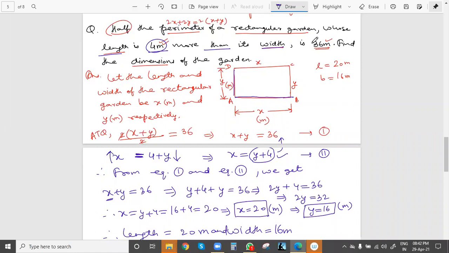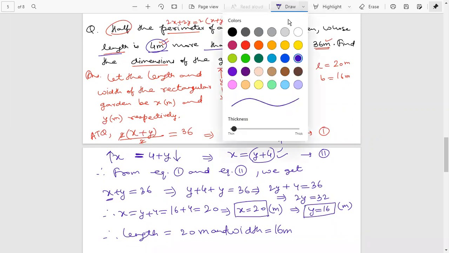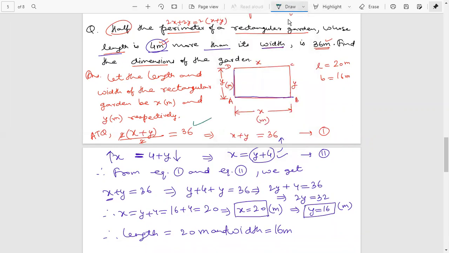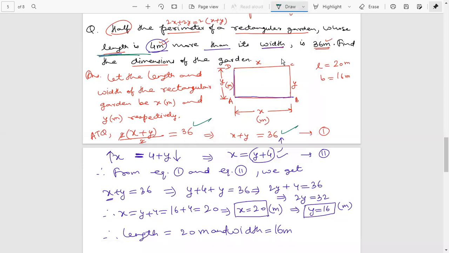Just we have to make a small diagram. Just we have to use the equations. Half of the perimeter. Perimeter is the total sum of the sides, so 2x plus 2y. Half will be divided by 2. So x plus y equal to how much? 36. So we'll use this one. x plus y equals 36, one equation. And one more equation we need to find the value. So the second equation is here.